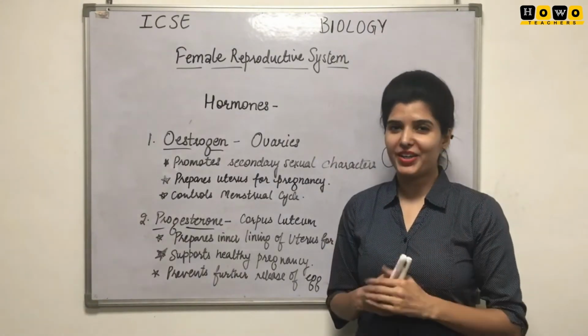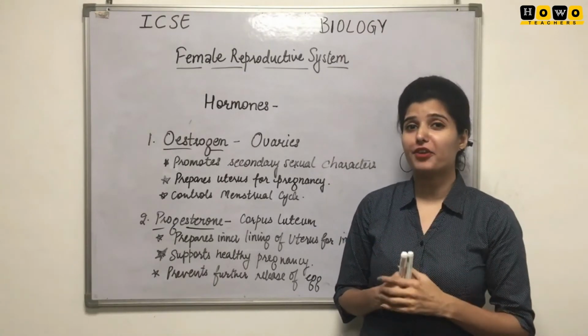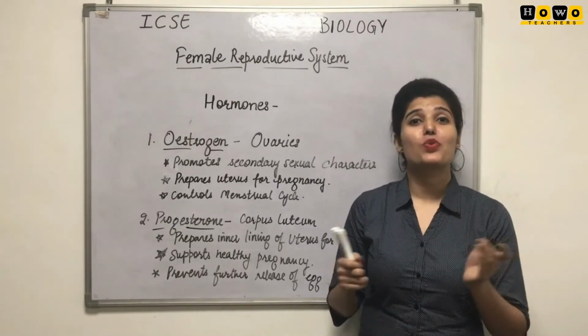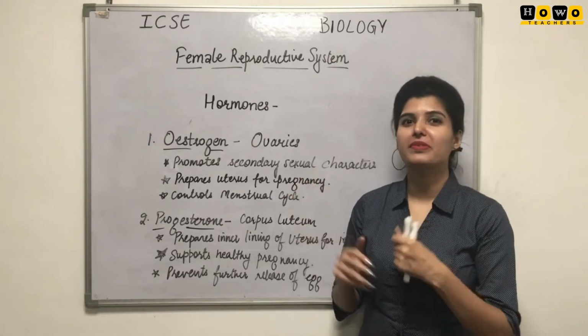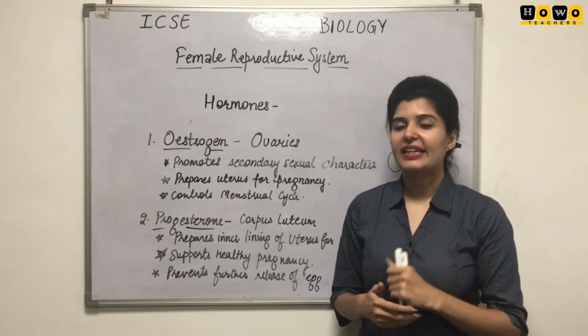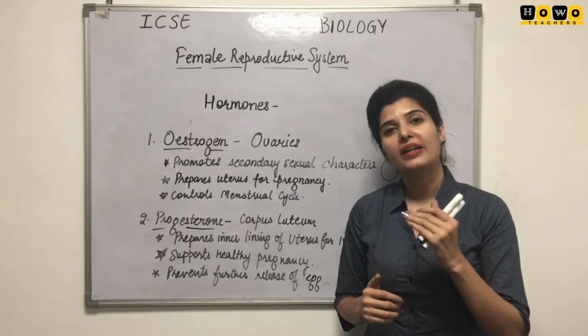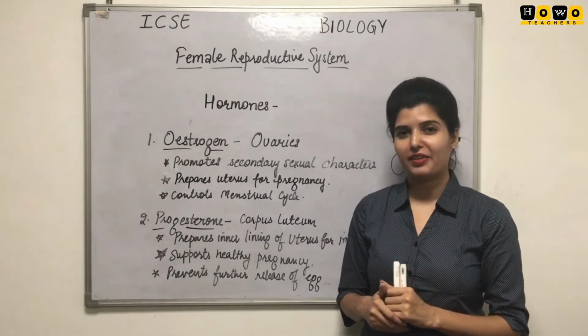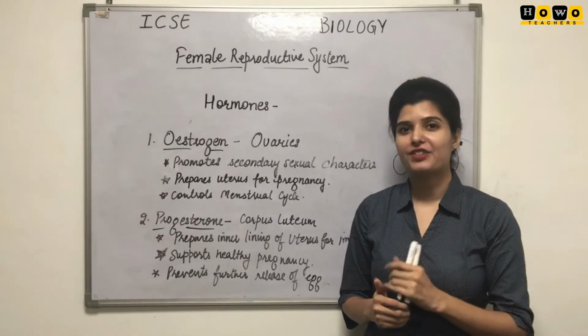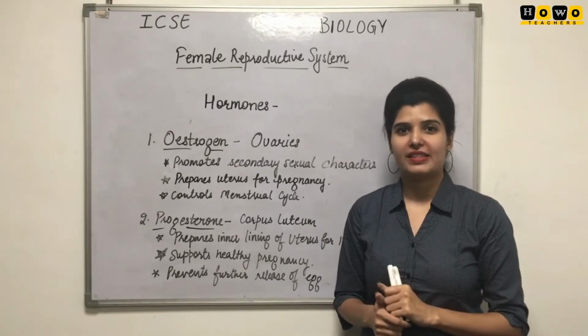Now let us quickly draw the diagram of the female reproductive system, as it is one of the important questions from this part. And then let us see how different parts of the female reproductive system have different functions in case of pregnancy.